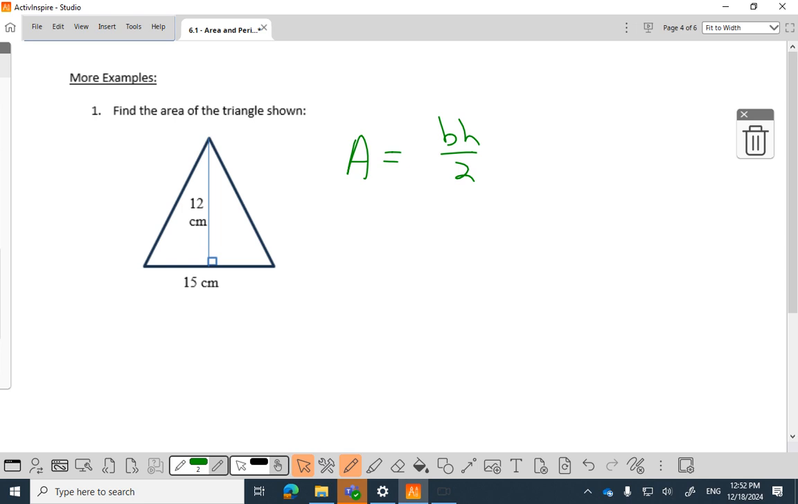Even during the exam? Even during the exam. Always have the formulas. So what's the base of this one? And what's the height? 12. And then divide that by 2. If I put that in my calculator, I get 90. It's 90. Yeah. But what is it? Is it camels? Centimeters. Almost.